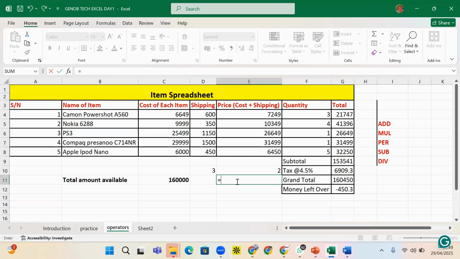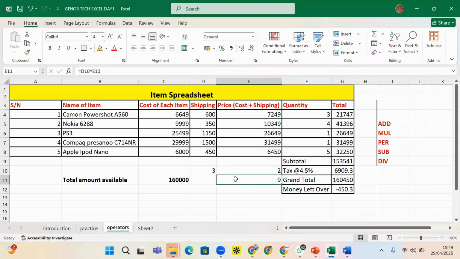We say equal to, we call the cell. Don't forget, when we are performing calculation, you will not use the number, or you will not use the value that is in the cell. You use the cell name, which is the cell reference. And how is that important? Let's see how it works. I say cell D10 raised to power, which is exponent, E10. Okay, I enter. It's 9, isn't it?